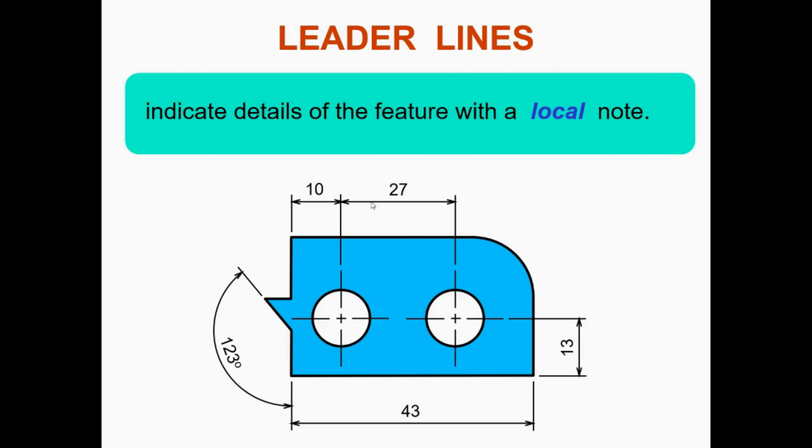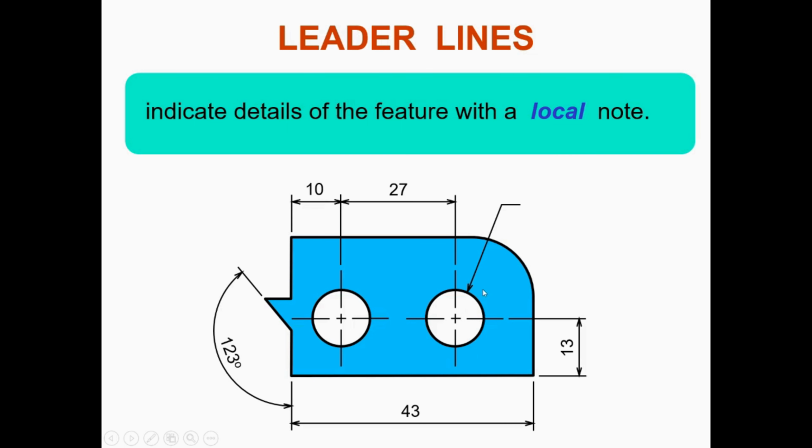Let's look at leader lines. The leader lines basically indicate details of a feature with a local note. So if you look at this particular leader line, it comes with an arrow and a landing line. The landing line is where the local note will sit and gives us details of the particular hole that we are looking at. Now, it is also important to note that the arrow is pointing to the center of the circle and not just the circumference.